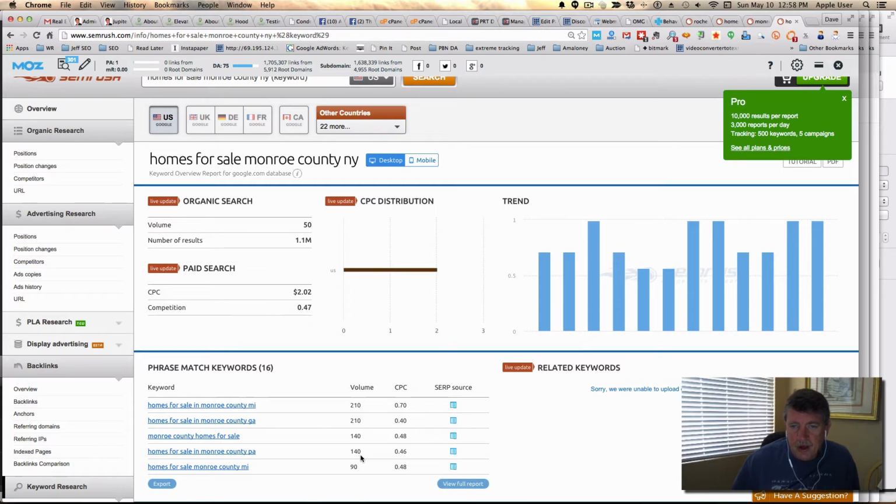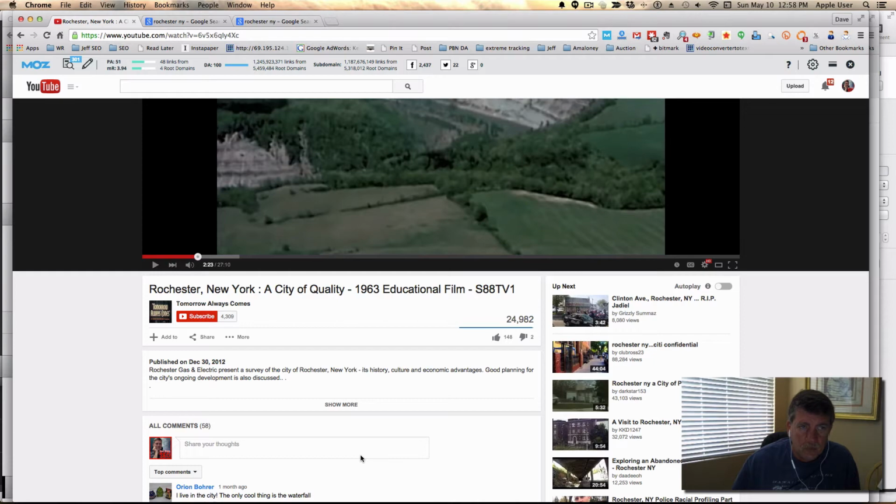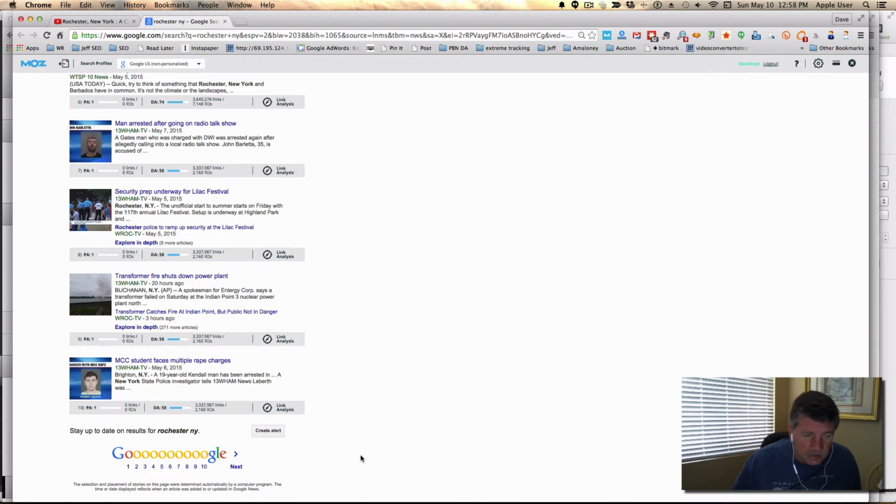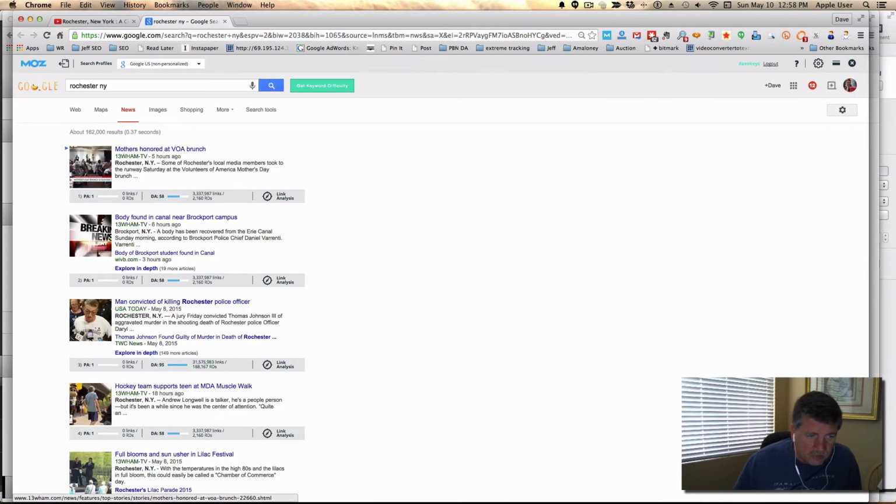Now we look at Rochester. This is where I was just looking at the community. If I don't know a community, I try to get a good feel for everything that I can about the community based on the information available on the web, and then speaking to an agent in that community to get their perspective as well.